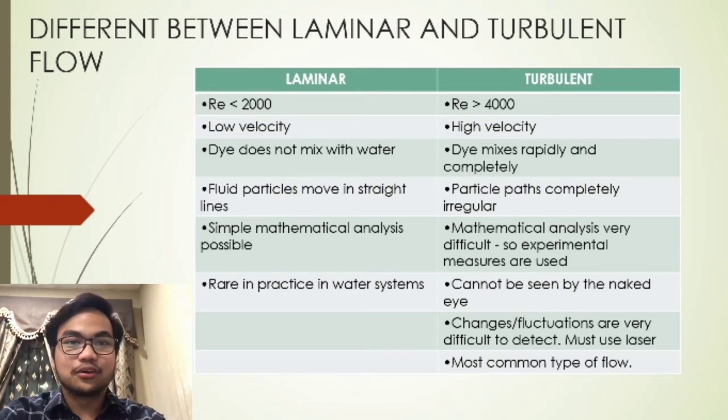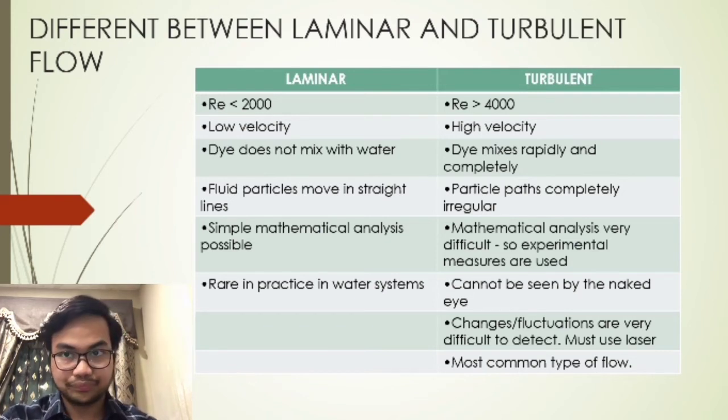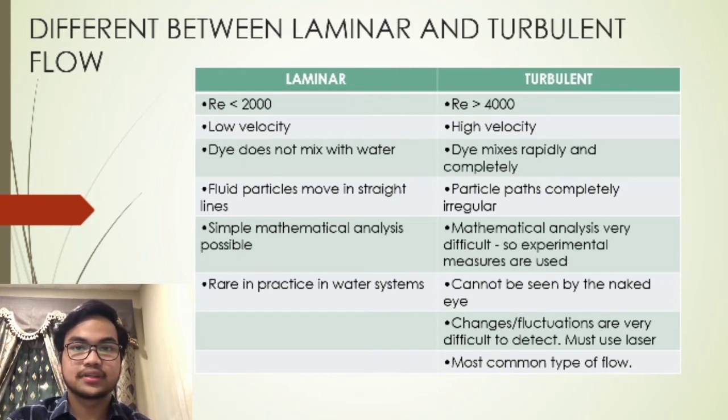Laminar flow allows a simple mathematical analysis, so it is possible to analyze the flow. But as for turbulent flow, the mathematical analysis is very difficult, so experimental measures are used. Laminar flow is very rare in water systems because it is too simple.